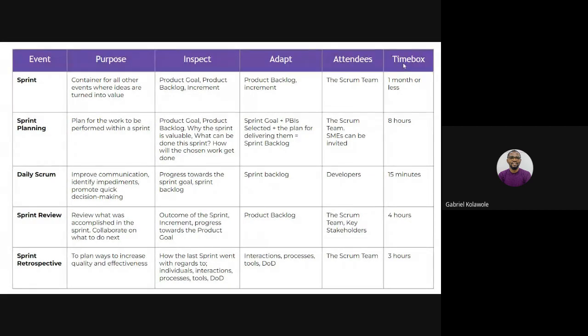If you remember, Yemi talked about some of the principles of Scrum. He mentioned time boxing. Time boxing is something very important that Scrum cherishes or preaches a lot. So when you talk about your sprint, remember I told you that sprint is the container for all other events where ideas are turned into value. So that sprint is like that container that houses other things inside of it.